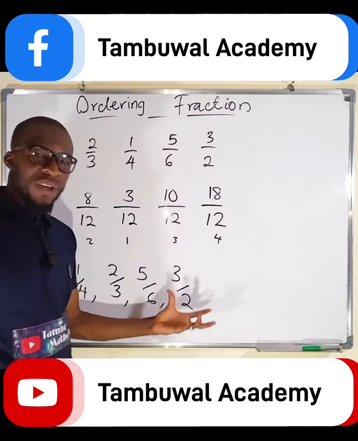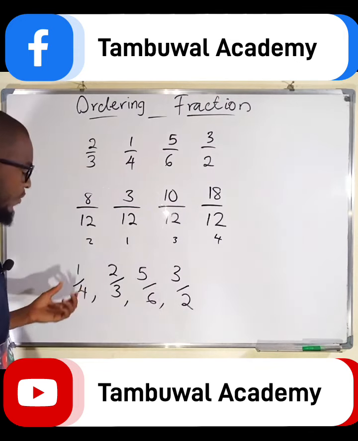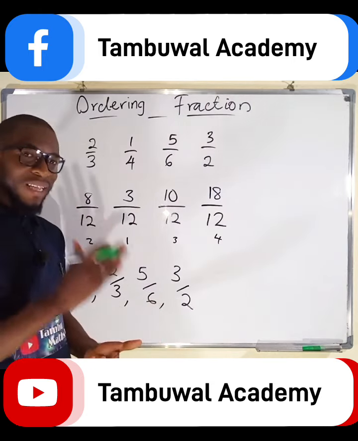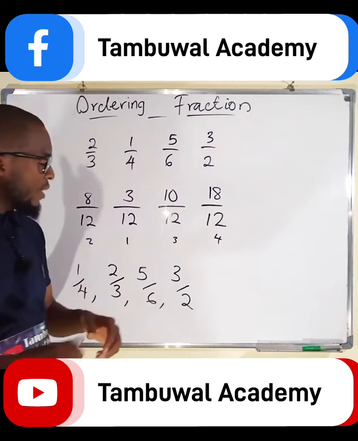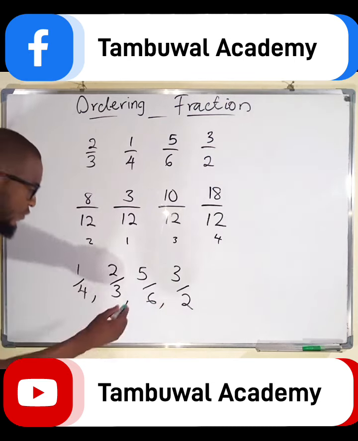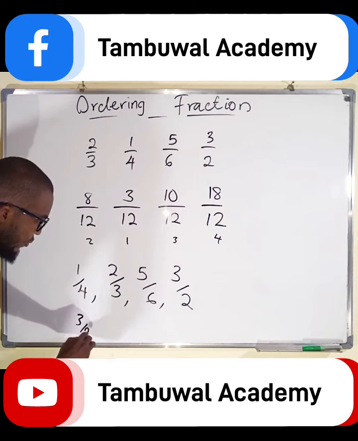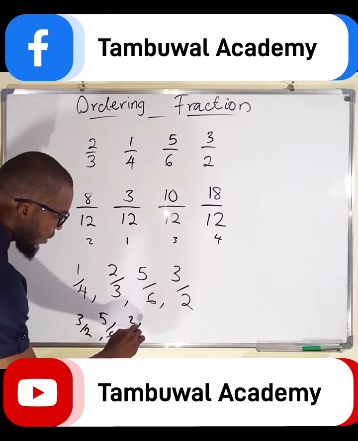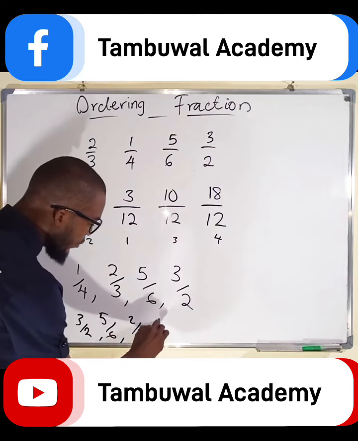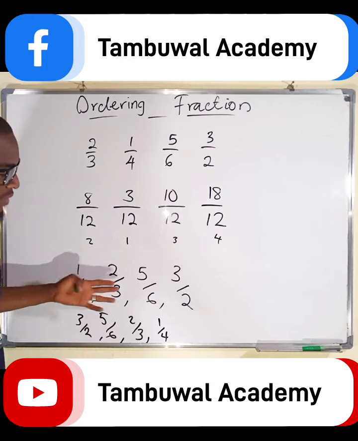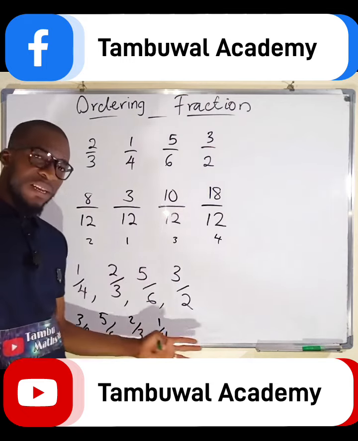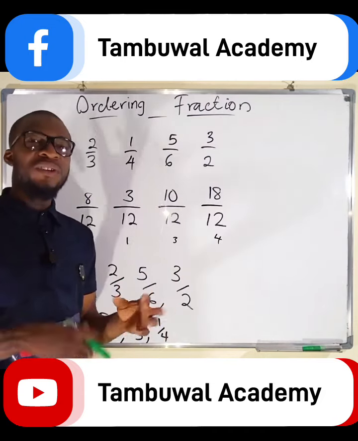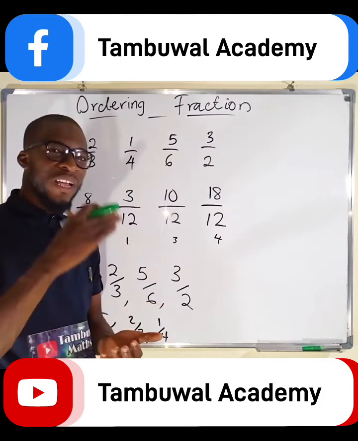So now we have written our fractions in their ascending order from the smallest to the biggest. But if we are talking about descending, we have to start from the biggest to the smallest, written in this form: 3 over 2, followed by 5 over 6, followed by 2 over 3, then lastly 1 over 4. So this is ascending order and this is descending order. Another way you can find this is to transform the numbers into their decimal form.